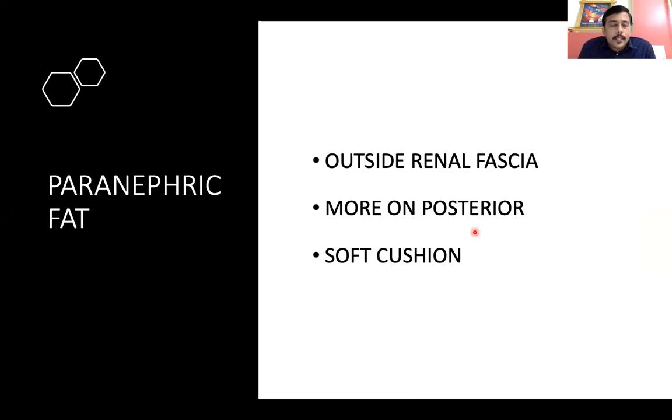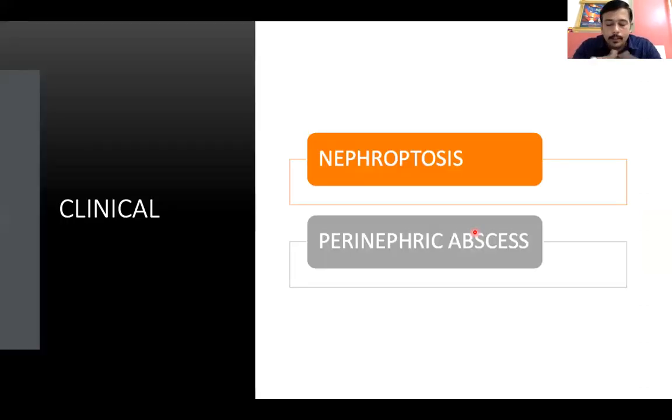Coming to the last layer, that is the paranephric fat. It is outside the renal fascia. It is seen more on the posterior aspect. It gives a soft cushioning effect for the kidneys. So the clinical importance of these coverings is one is nephroptosis, the other one is the perinephric abscess.